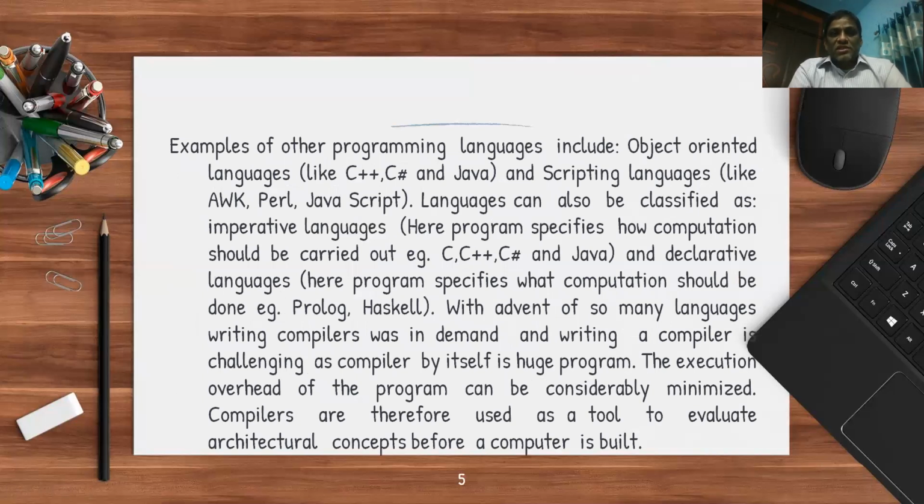Along with this classification, there is another way of classifying languages: object-oriented languages and scripting languages. Object-oriented languages are written using C++, Java, C#, and so on. Many other object-oriented languages are available, where programs are nothing but a collection of objects and classes. Another classification of languages is imperative versus declarative. Imperative languages specify how computation should be carried out, whereas declarative languages specify what computation should be done, but not how. Examples are Prolog and Haskell, which are AI-related programming languages.